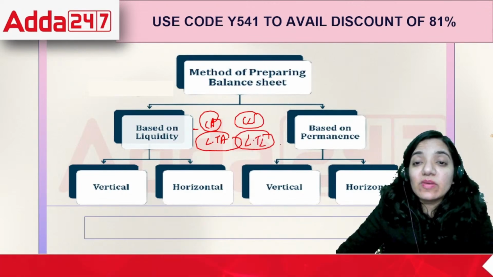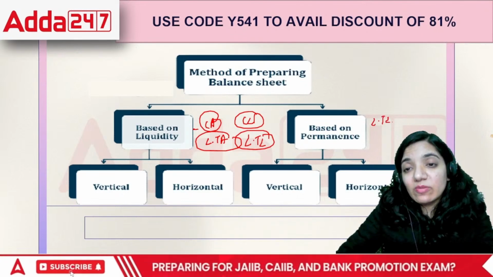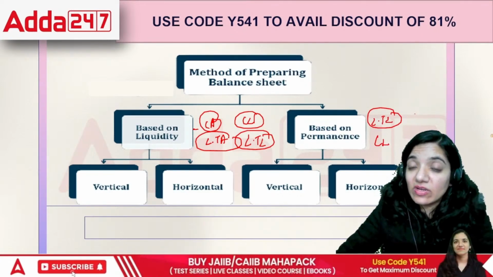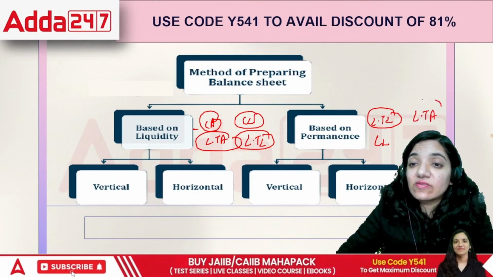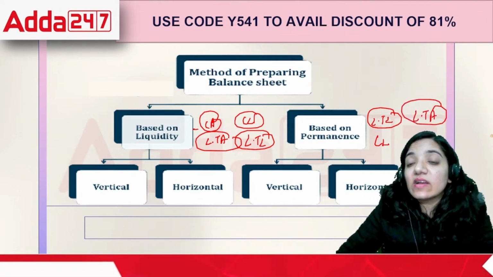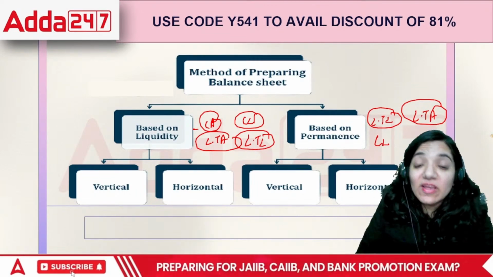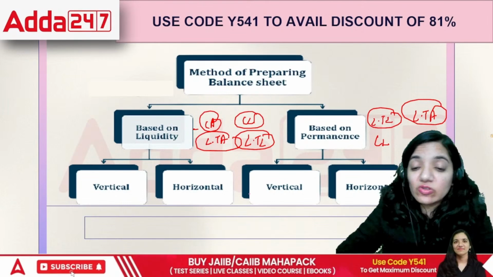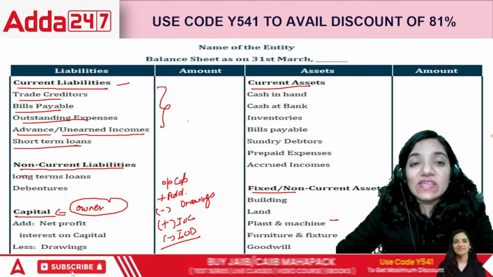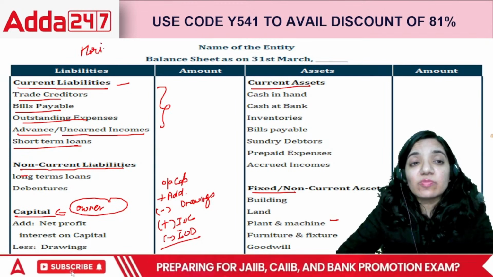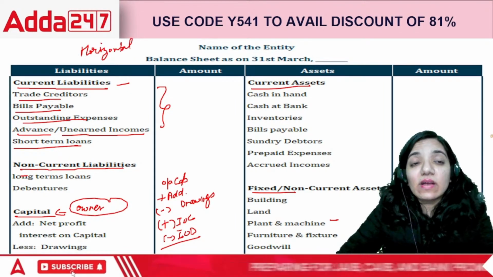In terms of permanence, what happens is the long term liabilities would be written first and the current liabilities would be written later on. Then long term assets are written first and the current assets are written afterwards. That means this is based upon the preference that we are keeping up, and it can be both vertical and horizontal. The one that you can see currently is a horizontal balance sheet. The vertical balance sheet is prepared by the companies, right?